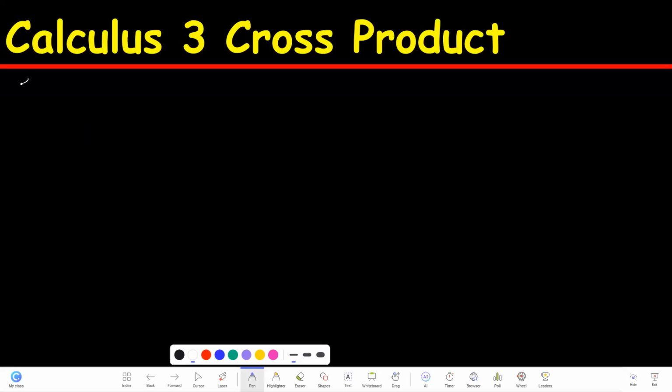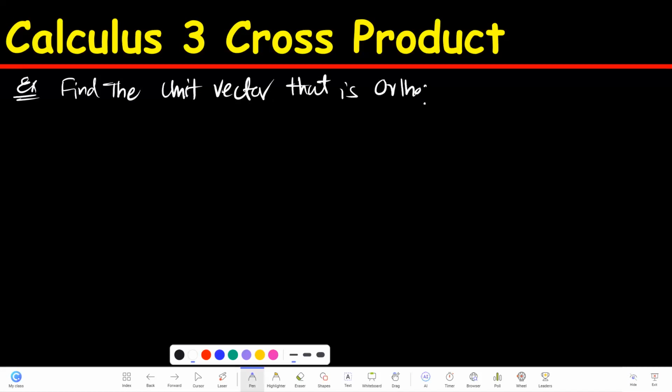Let's take a look at another problem. Find the unit vector that is orthogonal to both u and v.